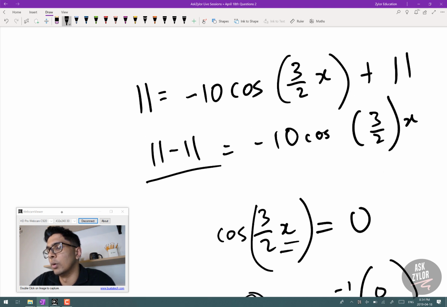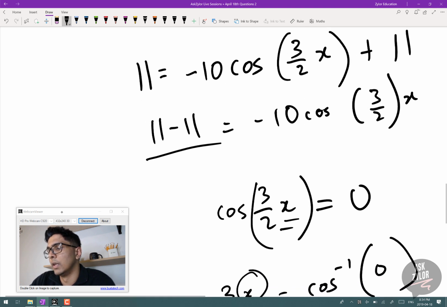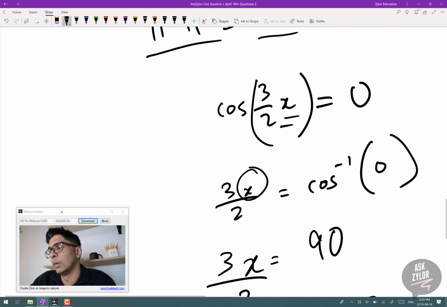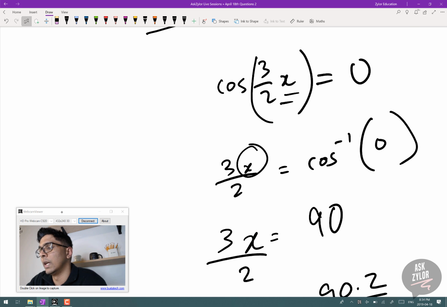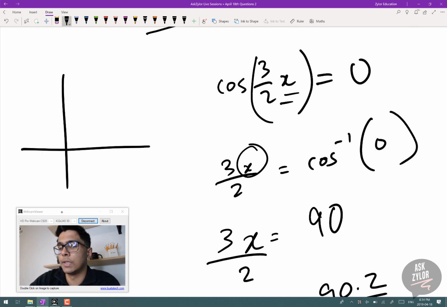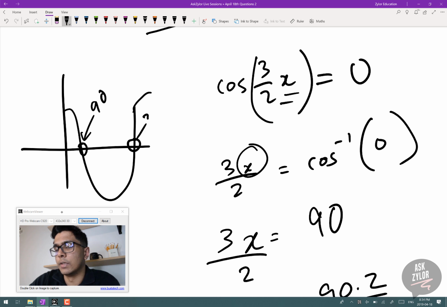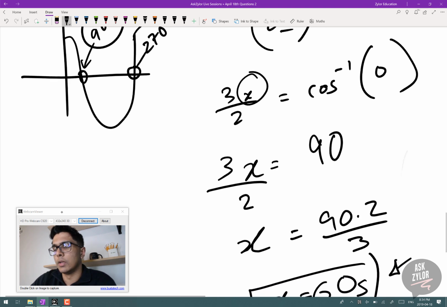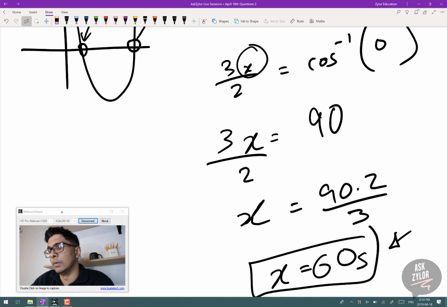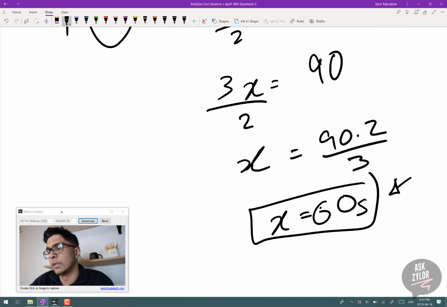I brought the 11 over. 11 minus 11 is 0. Divided both sides by negative 10. 0 divided by 10 is 0 again, which left me with cos of 3 over 2x equals 0. When is cos 0? If we draw just a function again, it's going to be when it's 90 and when it's 270. They're asking me the closest point, so it's easy just to tell me 90. So then I have x is equal to 60 seconds.